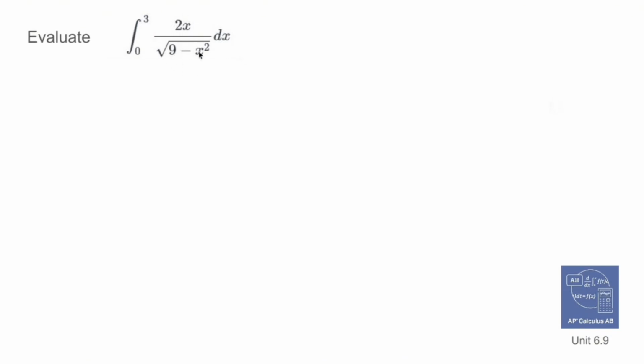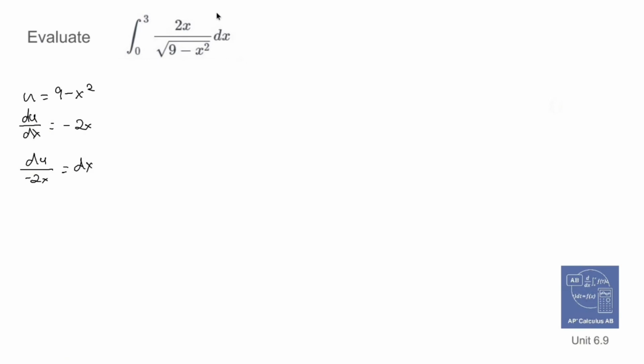It looks like if I take the derivative of the stuff inside the square root, I get something awfully close to 2x. So I'm going to let u equal 9 minus x squared. Take the derivative of that, du dx is going to equal negative 2x. Flip-flop the dx and the negative 2x, and you get du over negative 2x equals dx.